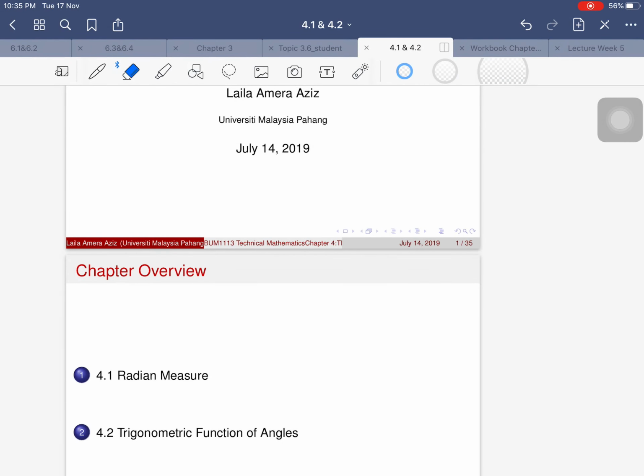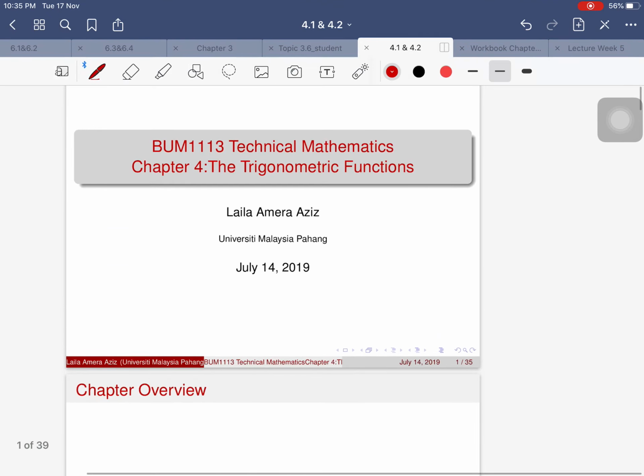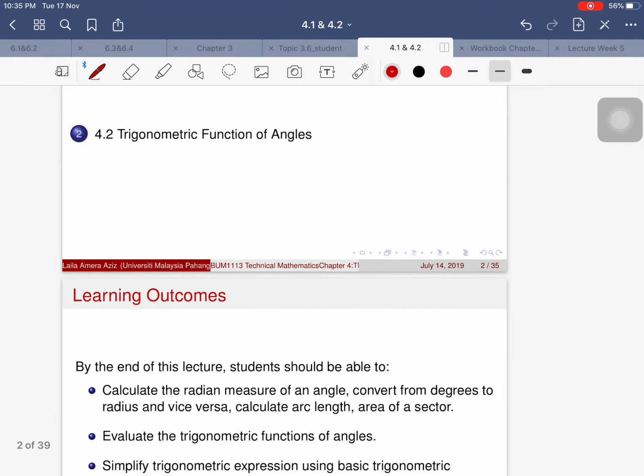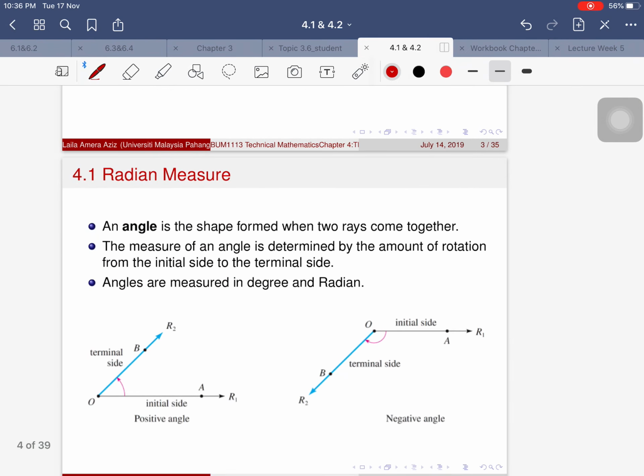Alright, so in this video, we're going to be discussing topic 4.1, which is called Radian Measure. We are now on chapter 4, which is the introduction to trigonometric functions, because later, remember, chapters 4, 5 and 6 are all going to be in terms of trigo, and chapter 4 will be the introduction part of the trigonometric function.